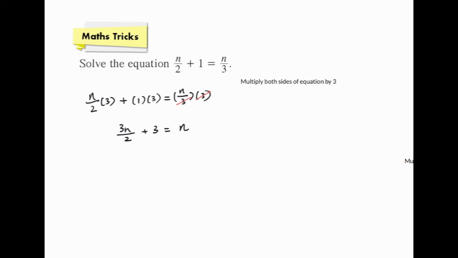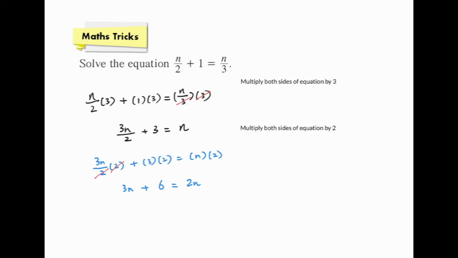Second, we multiply both sides of the equation by 2. So we have 3n over 2 times 2 plus 3 times 2 equals n times 2. Cancel this pair of 2. We obtain 3n plus 6 equals 2n. This equation is much easier to handle, right?